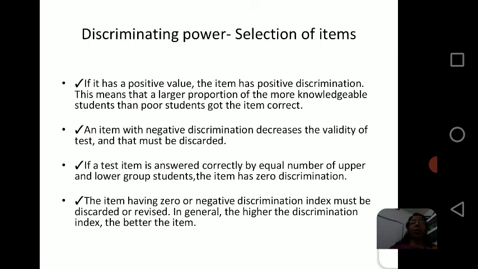Discriminating power may lie between 0 and 1. It is a decimal value. So, more than 0.6 or 0.4 discriminating power is advisable, and between 0.4 and 0.6 or 0.3 and 0.7 DI, difficulty index, is advisable. Two values, DI and DP. DI at an average level and discriminating power at a higher level, that is advisable.